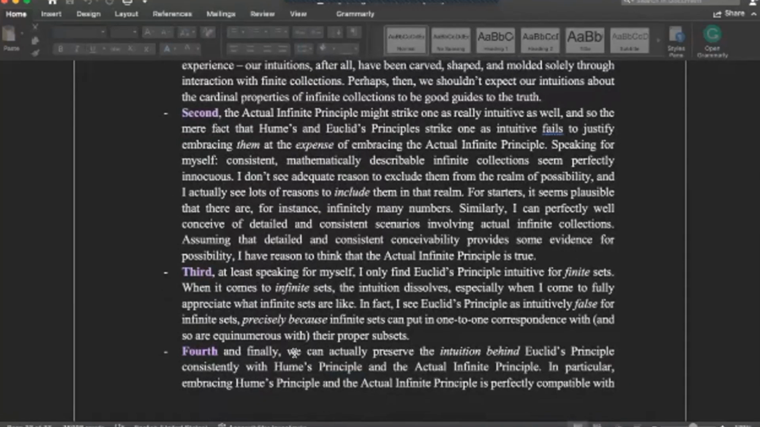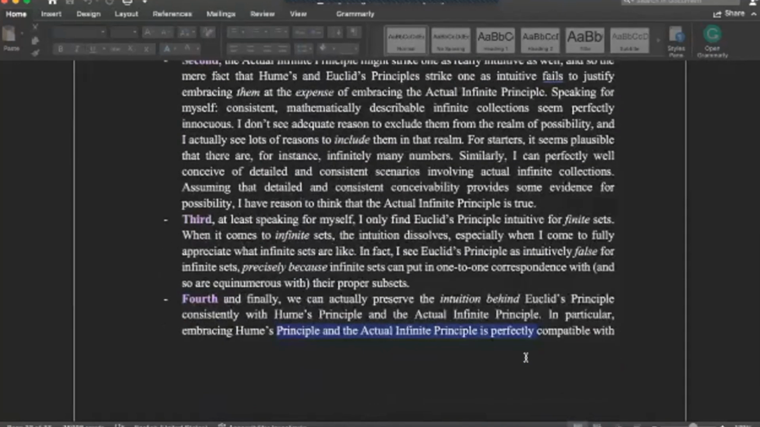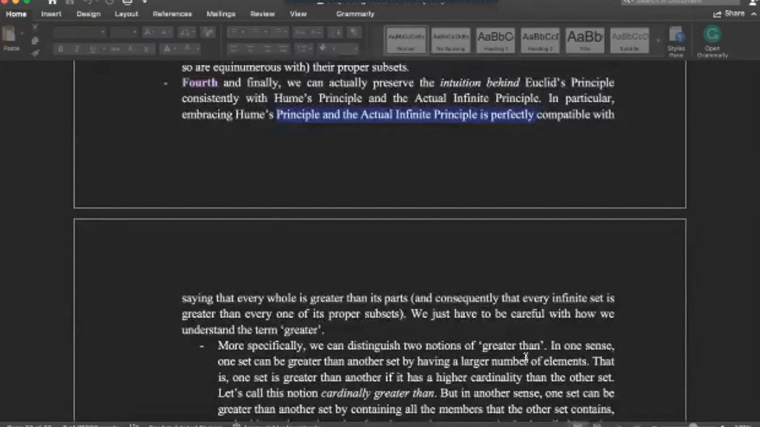Fourth, and finally, we can actually preserve the intuition behind Euclid's principle consistently with Hume's principle and the actual infinite principle. In particular, embracing Hume's principle and the actual infinite principle is perfectly compatible with saying that every whole is greater than its parts, and consequently that every infinite set is greater than every one of its proper subsets. We just have to be super careful with how we understand the term greater.